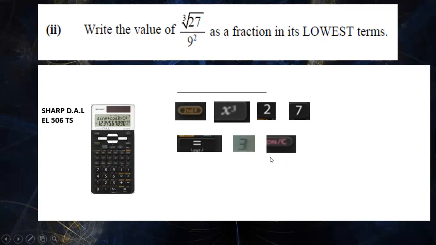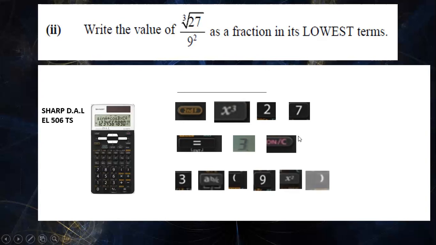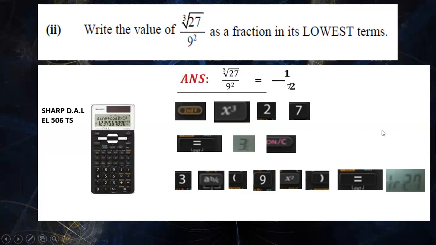Next, before you press the on button, record or write this 3 down somewhere so it's safe. Press the on button, then press 3 ABC, open brackets, 9 x squared, close the brackets. With the equal sign, you should get 1 over 27. Again, this is not an R, neither is it a remainder. So the answer should be 1 over 27. Automatically, with the calculator, every fraction is in its lowest terms.